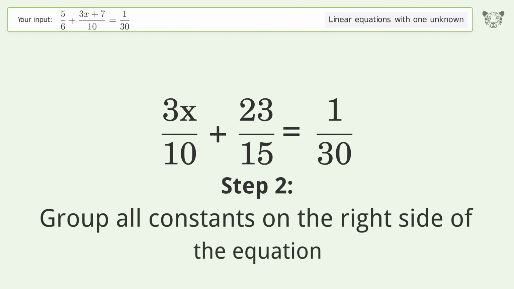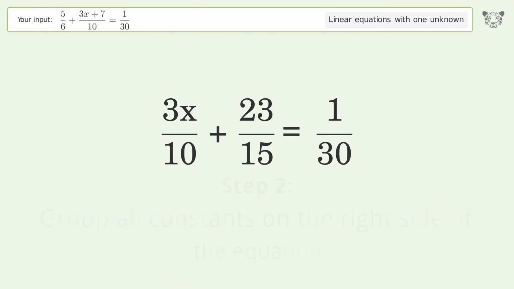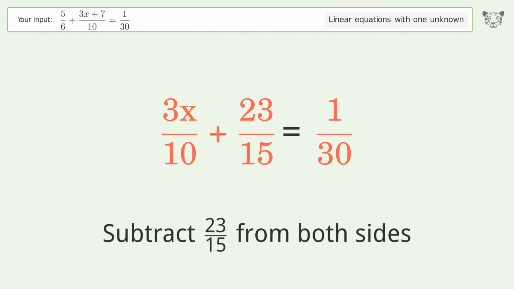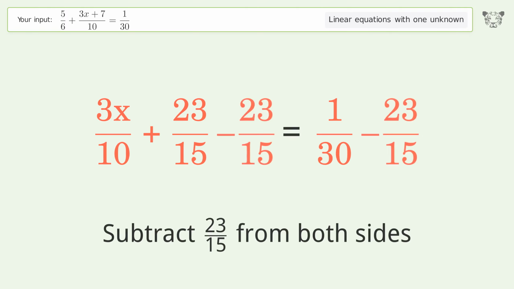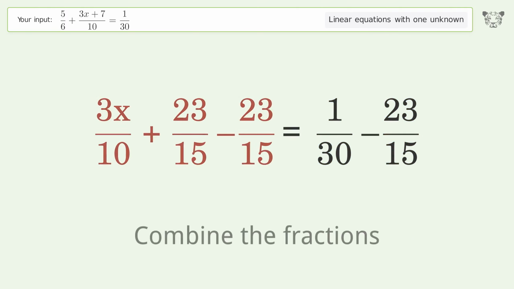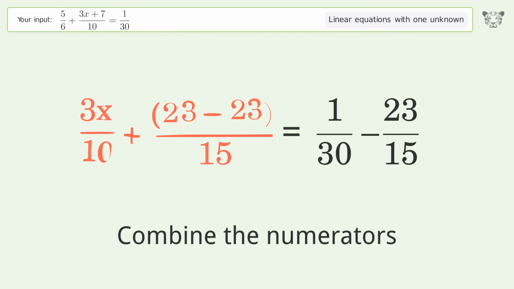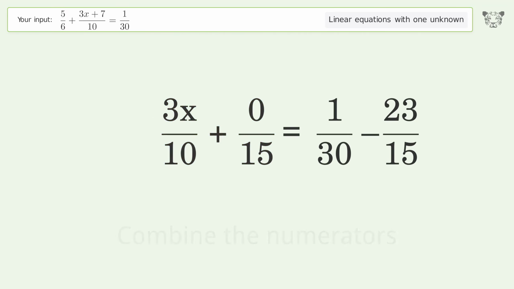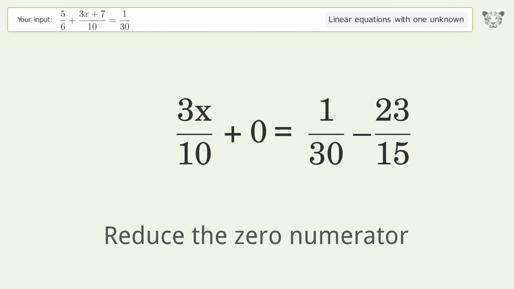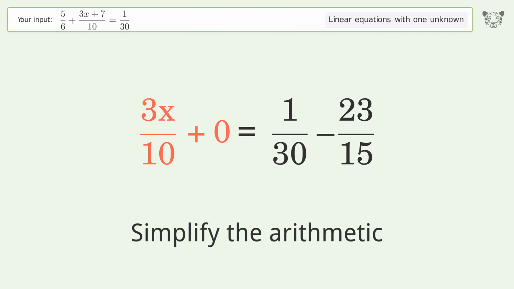Group all constants on the right side of the equation. Subtract 23/15 from both sides. Combine the fractions. Combine the numerators. Reduce the zero numerator. Simplify the arithmetic.